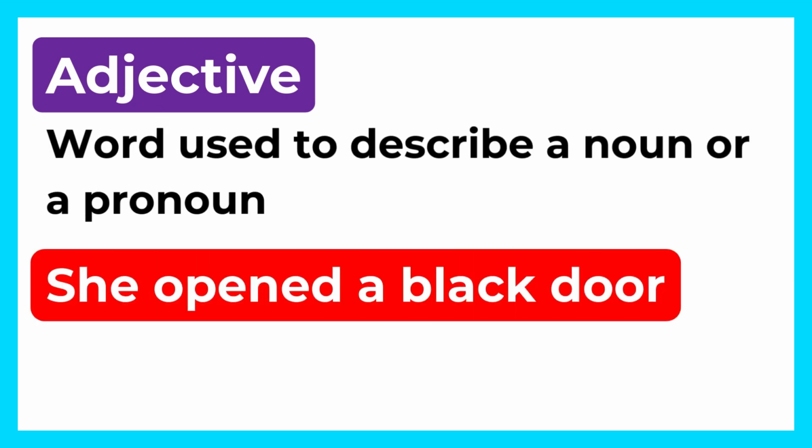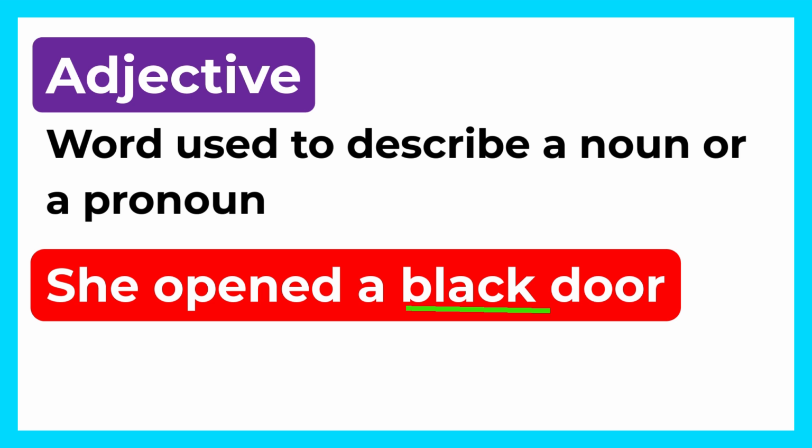She opened the black door. The adjective in this sentence is black because it's describing the color of the door. The noun is the door. So in this example, the adjective comes before the noun. When an adjective comes before the noun, it's called an attributive adjective.